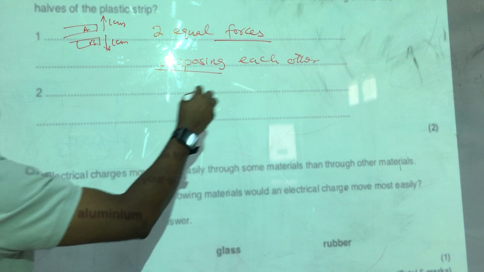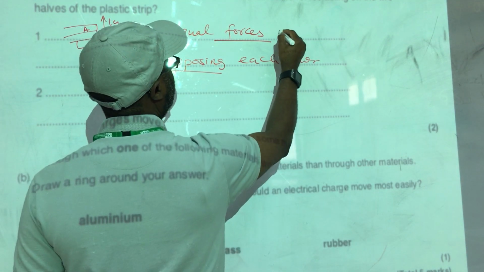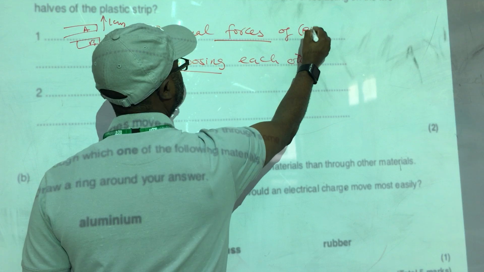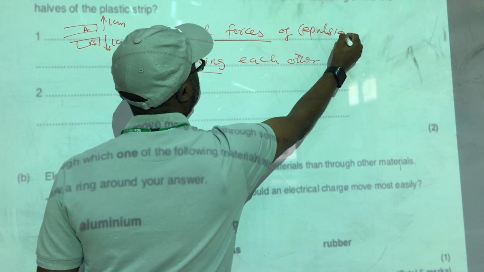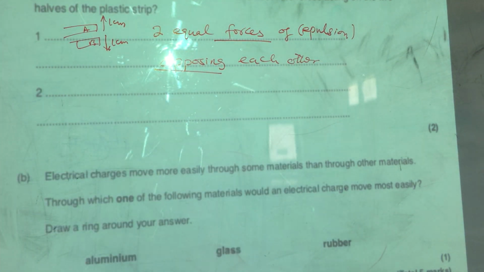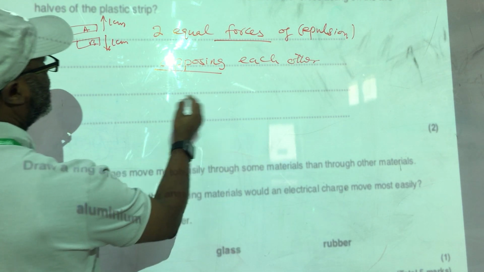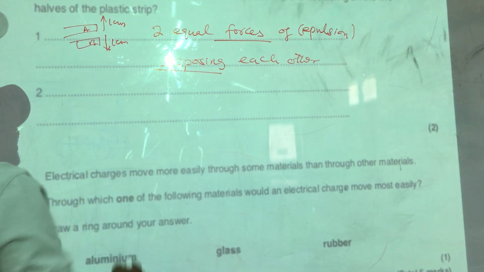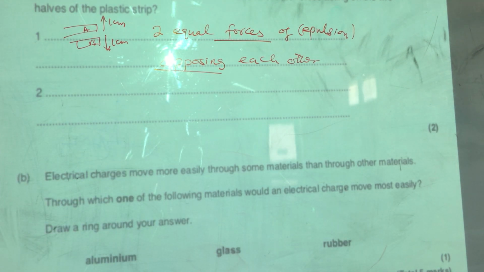Now, you can also define the forces as forces of repulsion, because obviously, because they have the same charges, they repel each other, okay? And then you can talk about the fact that two equal charges will oppose each other, so that would then make sense, okay? Now, those are the two key points that will give you the mark for that.